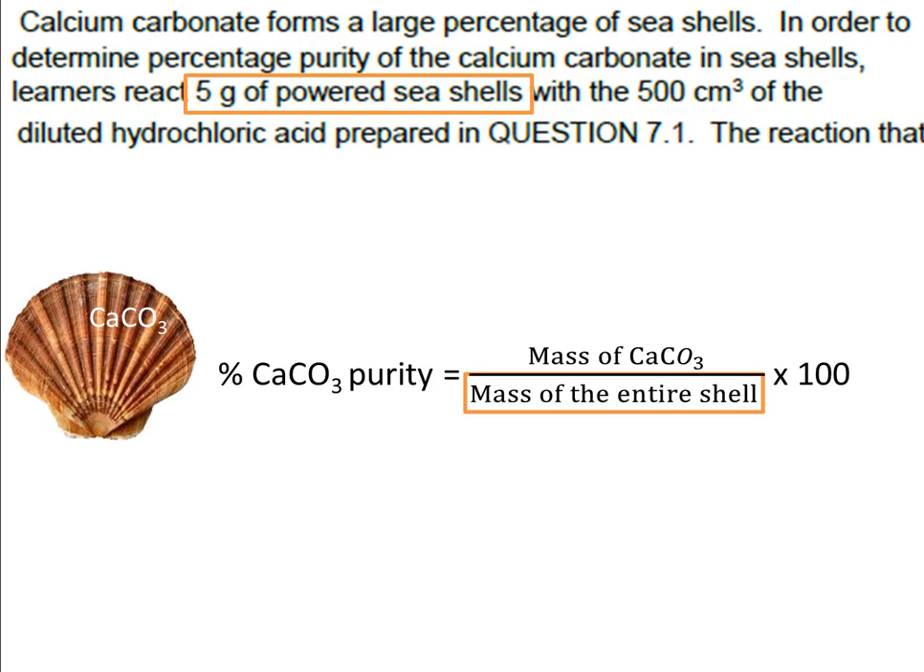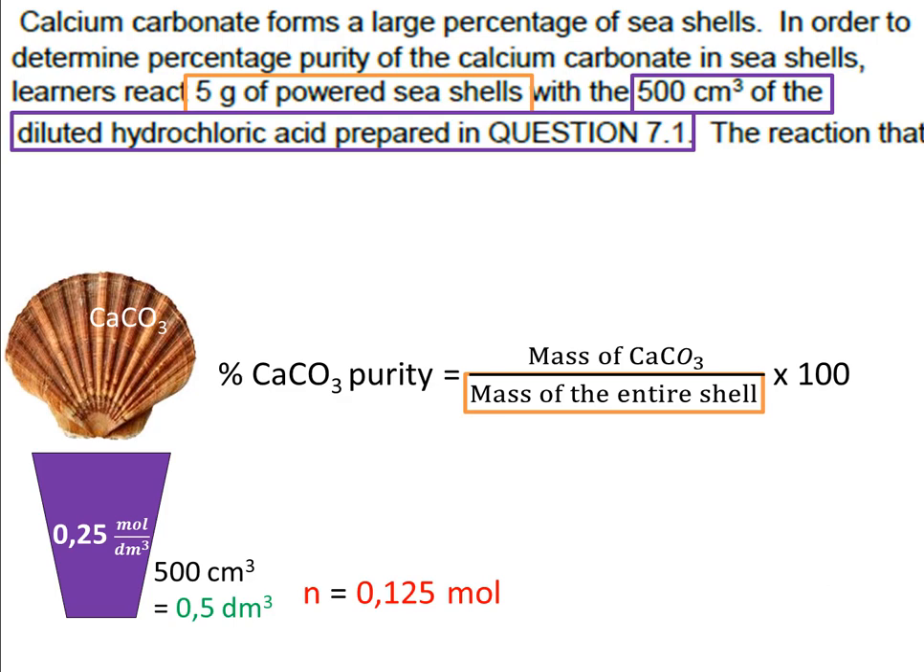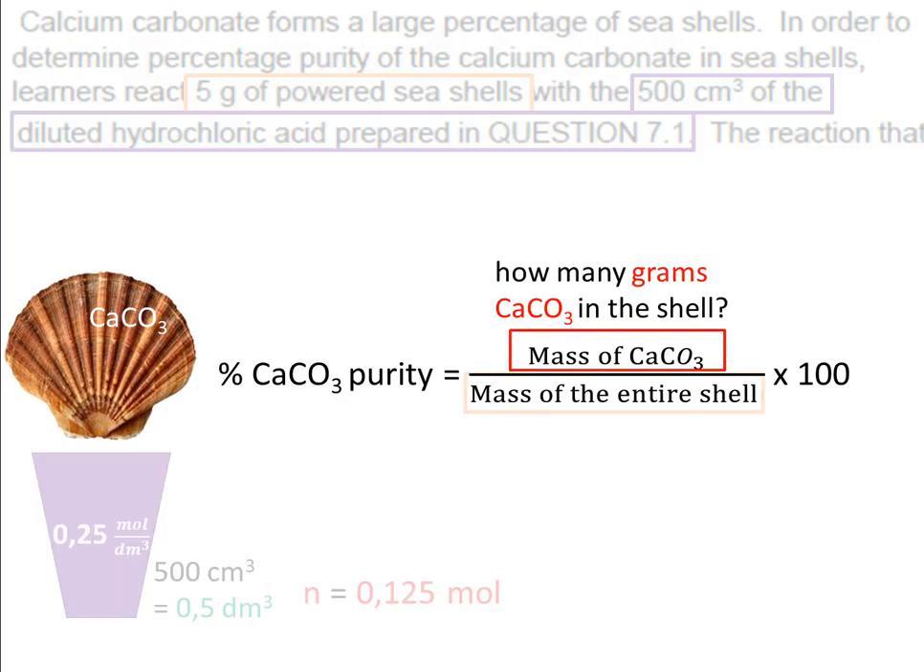We're then told that this shell sample is reacted with 500 centimeters cubed of the diluted HCl from the previous question. Somehow we need to use this information to help us to find out how much of the 5 grams of seashell was actually calcium carbonate. How many grams of calcium carbonate are there in this shell sample? How do we do this?